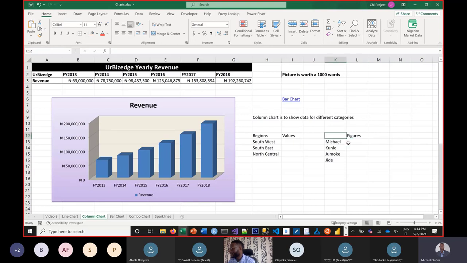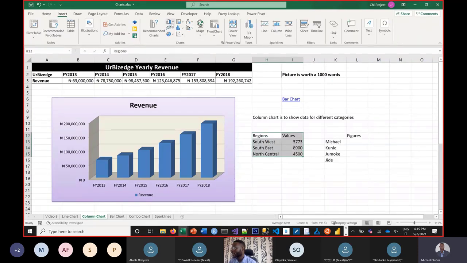The moment that in my head I'm saying I'm plotting the value for different people, different regions, different brands, different categories, I bet you column chart is eligible because that's exactly what it depicts. Column chart by itself depicts that I have different categories and I want to show how each category is doing standalone. So each category is standing alone.